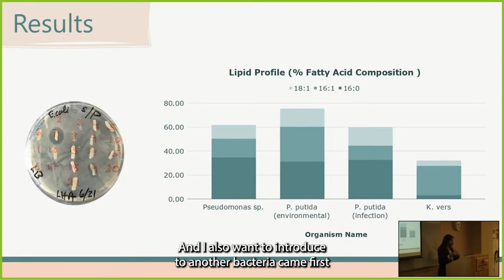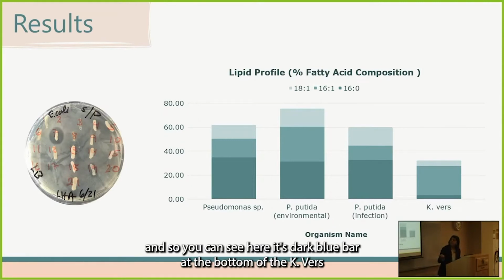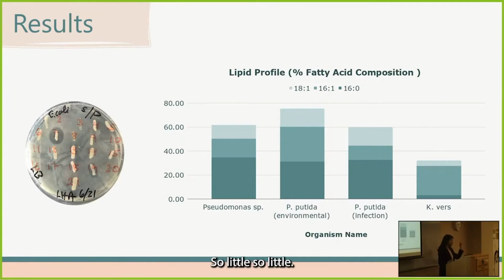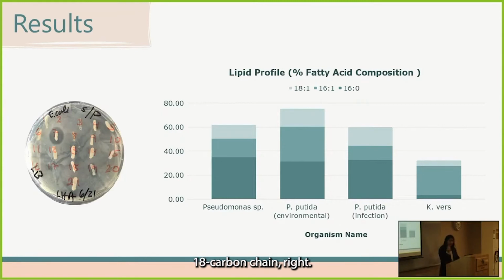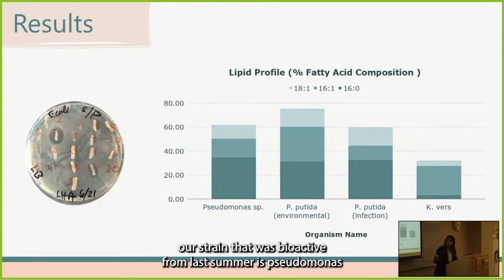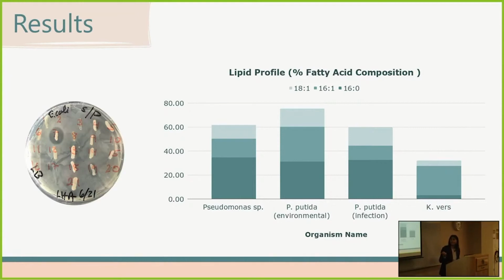I also wanted to compare this to another bacteria, K. vers, just to really contrast the difference, I guess. And so you can see here, this dark blue bar at the bottom of the K. vers, the 18 carbon chain, so low, so little. If you waft that vial of lipid sample, you're probably not going to detect the 18 carbon chain, right? So this is just to highlight the difference between the lipid profiles of two separate bacterial strains. This data basically confirms that yes, our strain that was bioactive from last summer is indeed Pseudomonas, and definitely not K. vers.